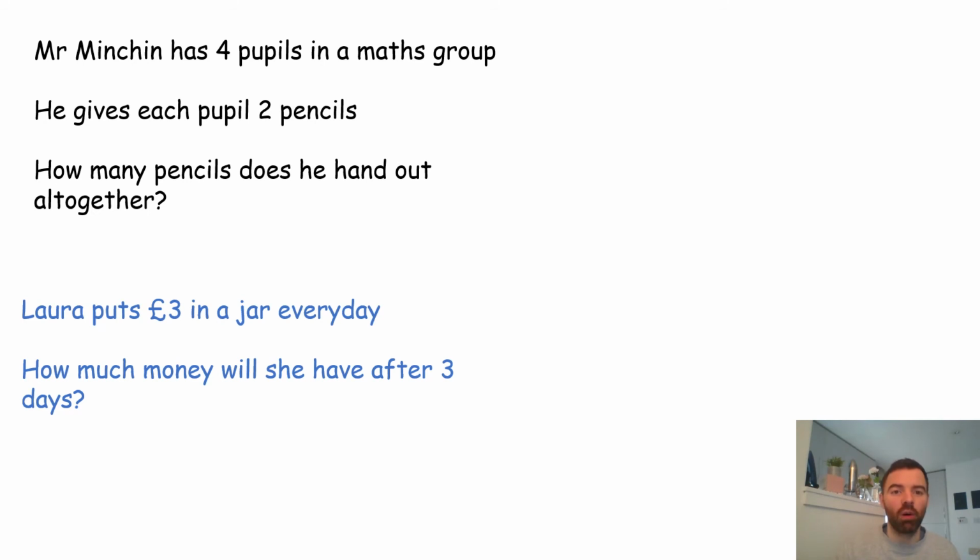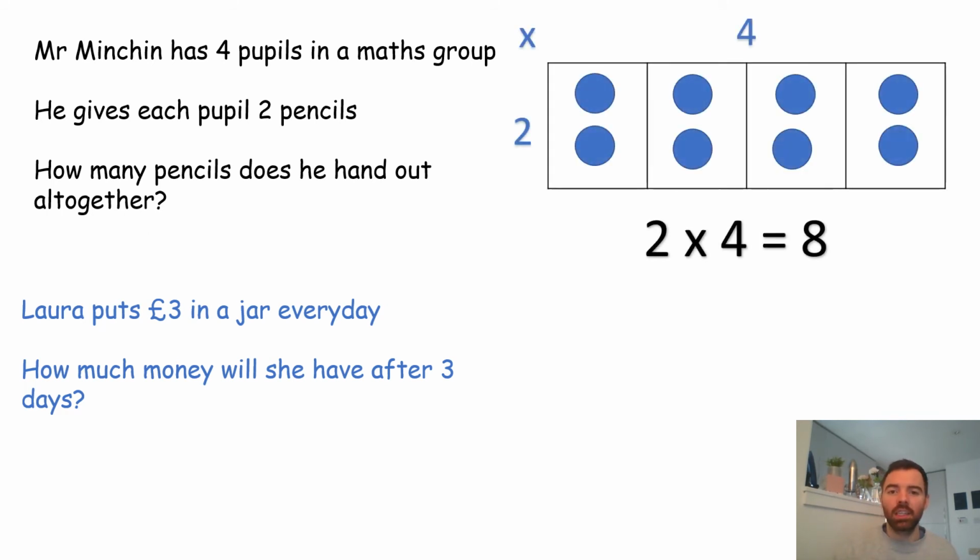Mr. Minchin has 4 pupils in the maths group. He gives each pupil 2 pencils. How many altogether? Right, well, we have to identify the numbers first, 2 and 4. Then I'm thinking 4 pupils, 4 containers. Each person gets 2 pencils. So altogether 8. If you look at that there, can you see I identified the numbers were 2 and 4. So I had 4 containers, drew 2 in each. Then I end up with an array, 2 by 4. There, 2 times 4.